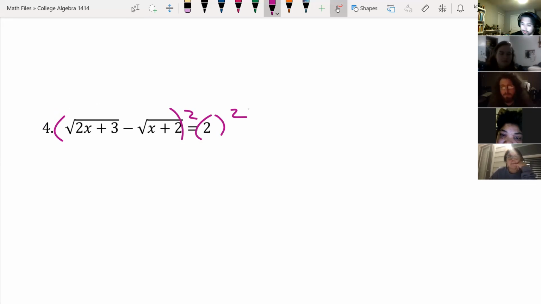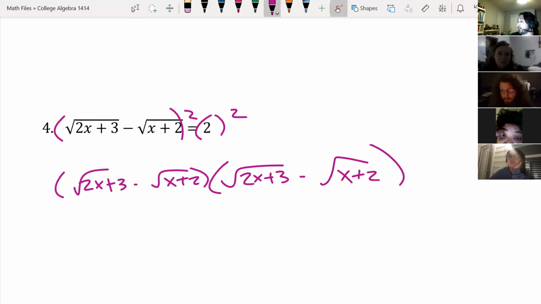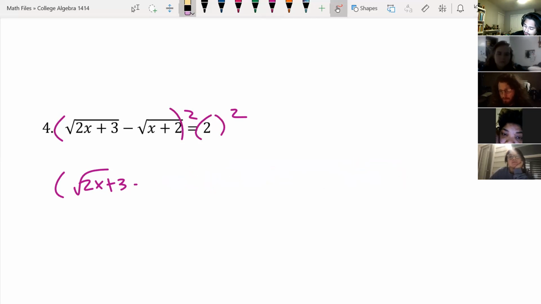Because don't write this down, but look, if you square this left side, you get the square root of 2x plus 3 minus x plus 2 times the square root of 2x plus 3 minus the square root of x plus 2. And now you're going to have to FOIL all of that out. That is just nasty, right? That's no good. So we have to think of a better way.